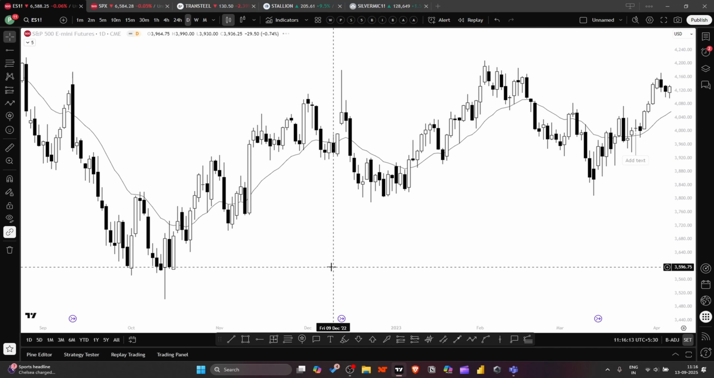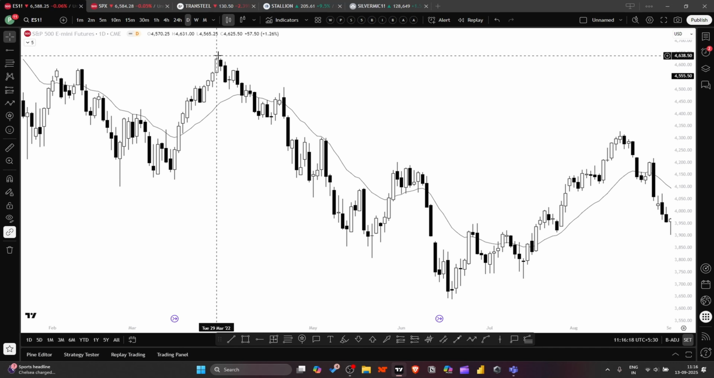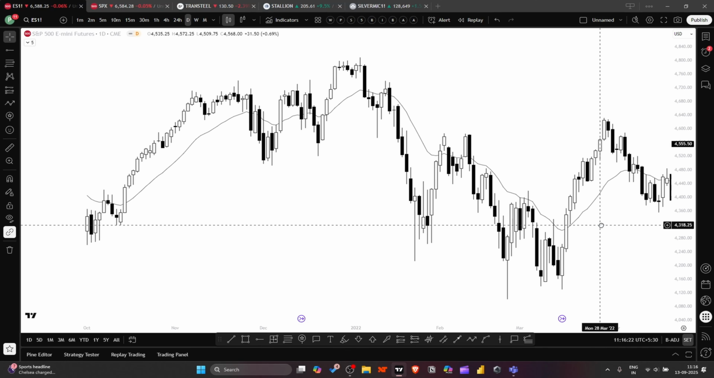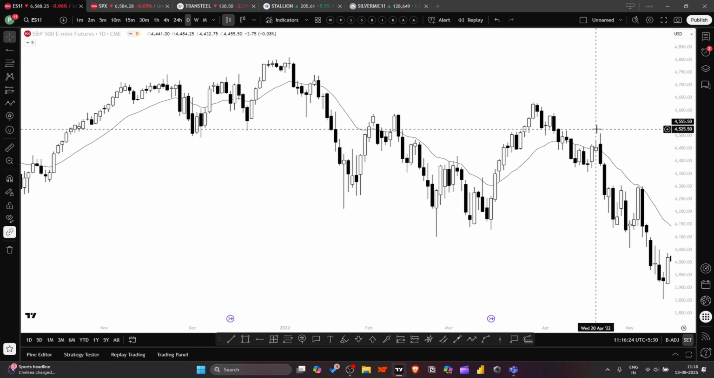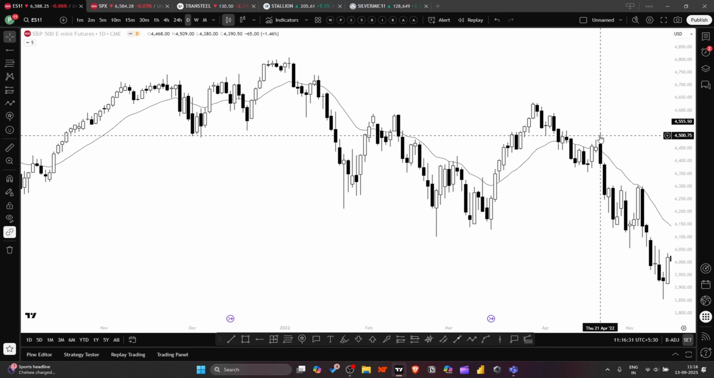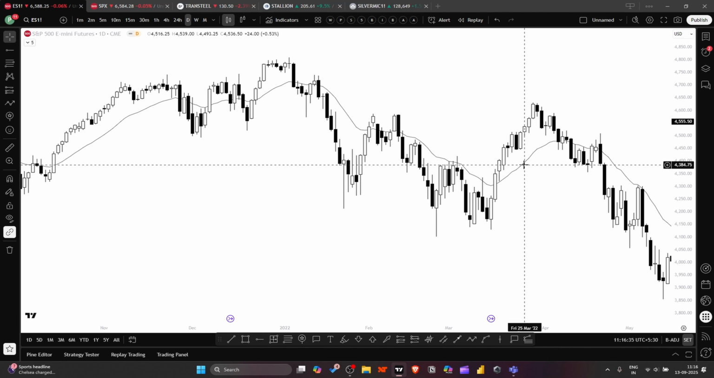Suppose I take you to some day here. This was the high. This is the new high. Let's say we are here. This was the high. This is the new high. So this is a lower high than the previous high. Lower high structure, and this is the recent low, and this is the current low.